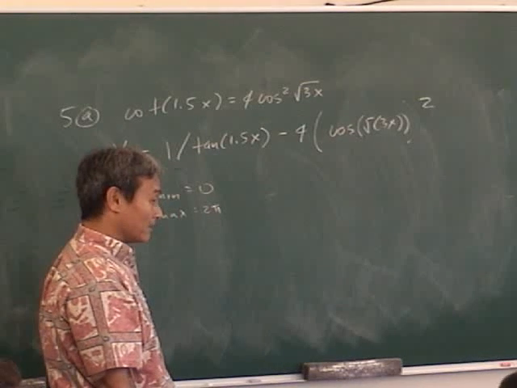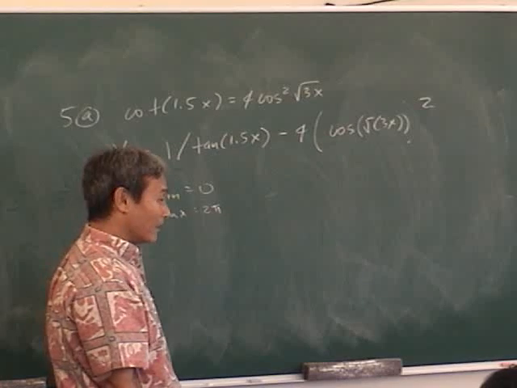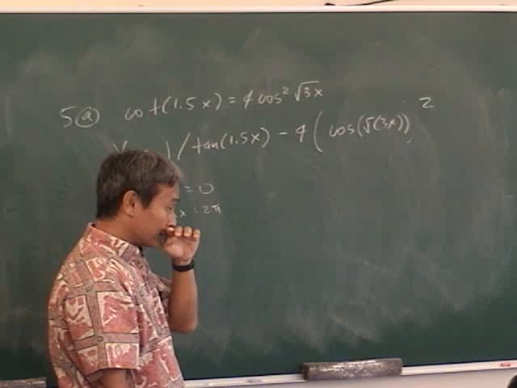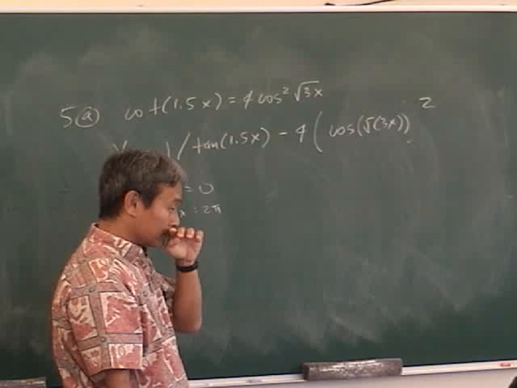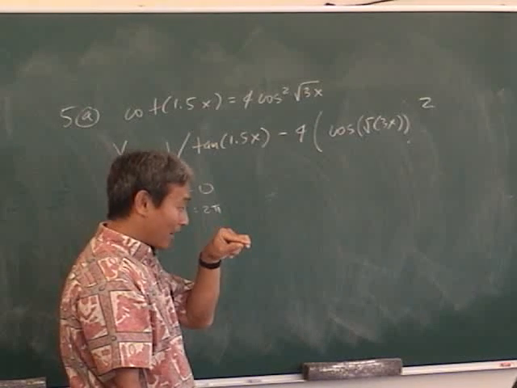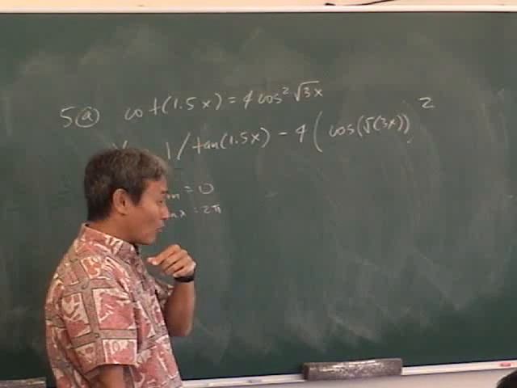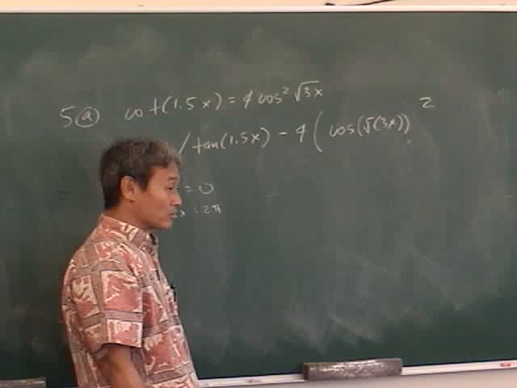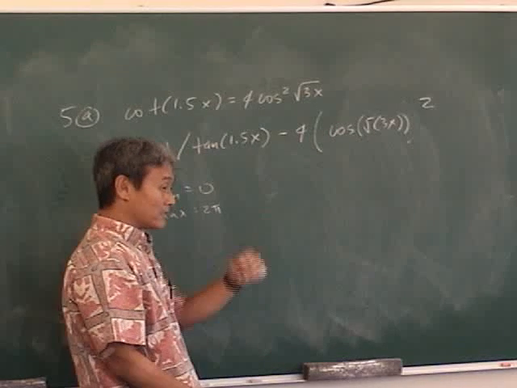Press the window button. Press window. X min is 0. X max 2 pi. Okay, now press the graph button. Wherever it crosses the x-axis, those are your answers. So calculate the zero and boom, you're in business.